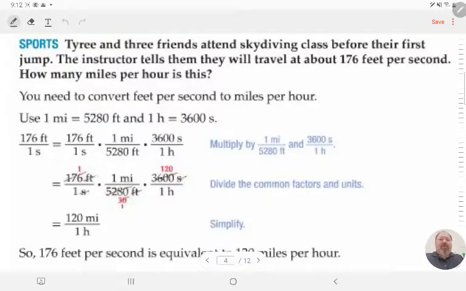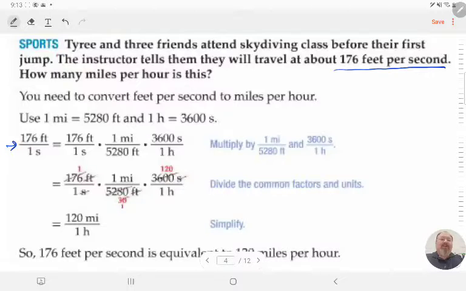So we start with what we know. We know 176 feet per second, okay? Then we're going to multiply that. We have to convert the feet to miles. So we can multiply that times 1 mile over 5,280 feet. Feet is in the numerator, so feet has to be in the denominator, so I can cross those out.